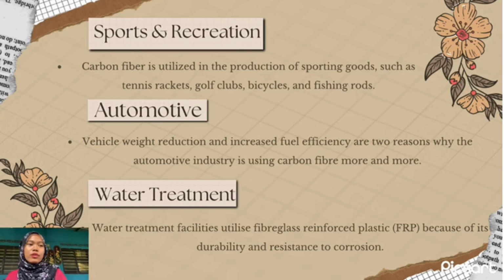Next is automotive. Vehicle weight reduction and increased fuel efficiency are two reasons why the automotive industry is using carbon fiber more and more. In Malaysia, carbon fiber composites can be found in high-performance sport cars or as components in electric vehicles, contributing to lighter and more eco-friendly transportation options.